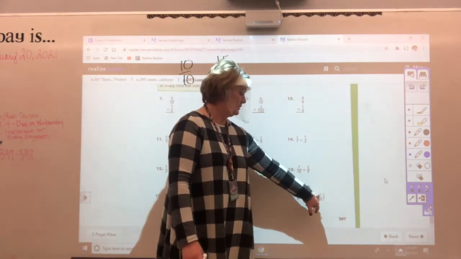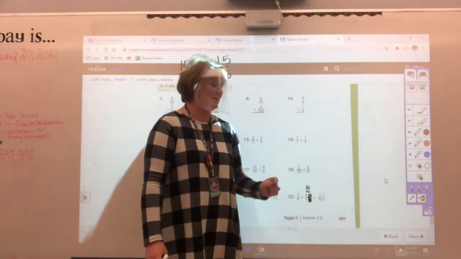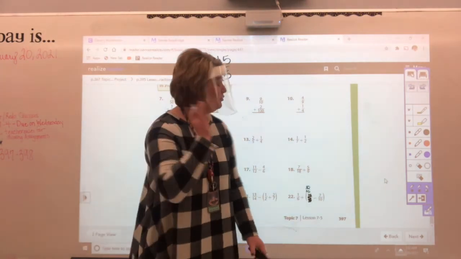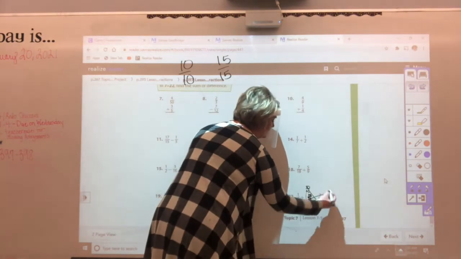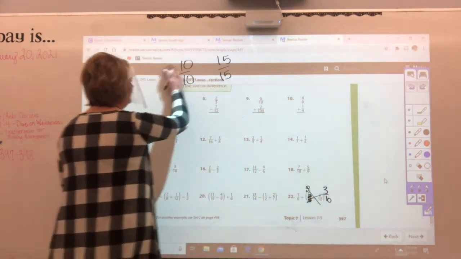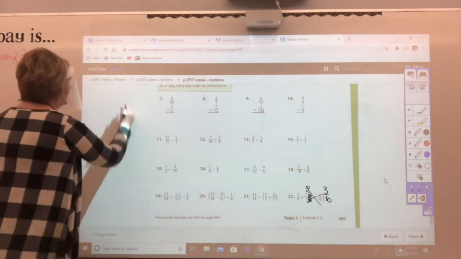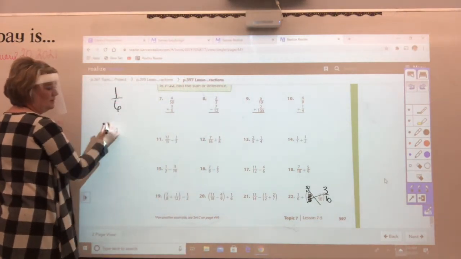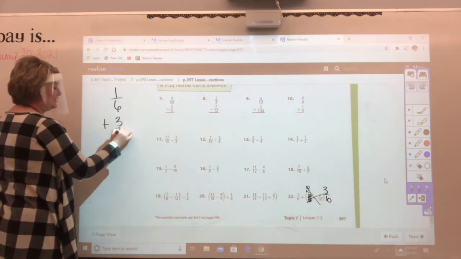So all we're doing is subtracting the top. What would 10 tenths minus 7 tenths be? 3 tenths. So mark this out and put 3 tenths. Now we've got to add that to 1/6. So 1/6 goes on top and 3 tenths goes on bottom.